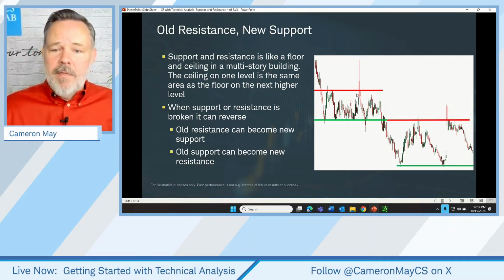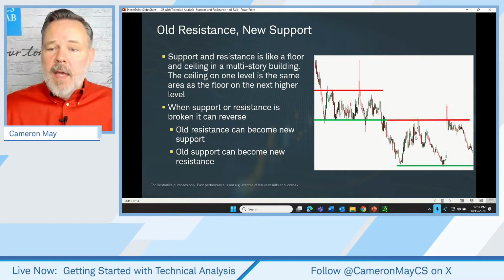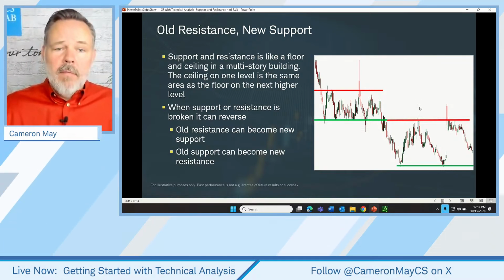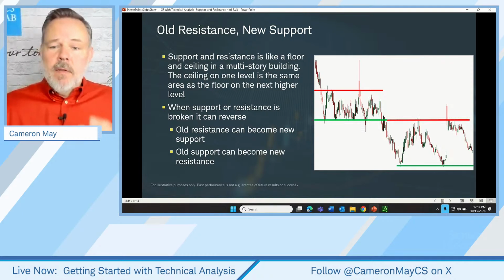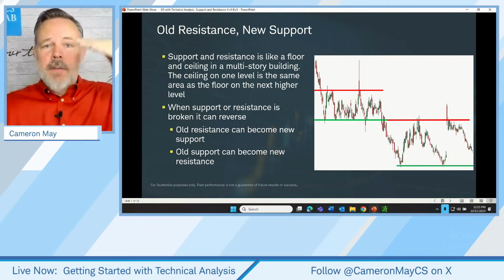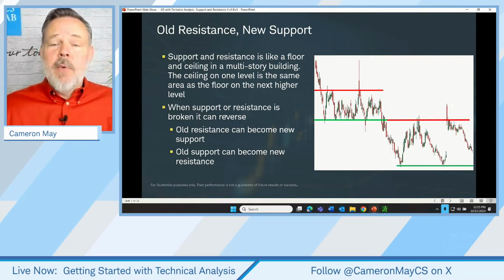So for example, if you were in a multi-story building and you went down one level, you know that your ceiling is that upper level's floor. And with price analysis, very commonly traders will assume a similar thing regarding areas of support and resistance. When support or resistance is broken, it can reverse its role. Old resistance can become new support, or old support can become new resistance.